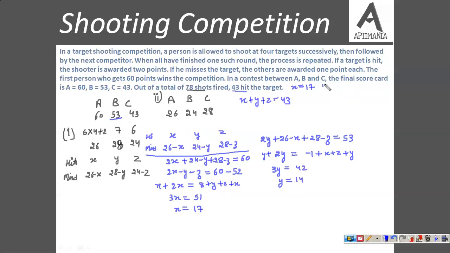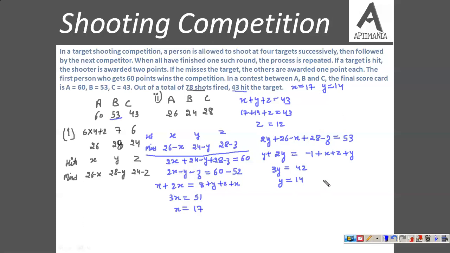Fine. So we have got the value of y as 14. Now we know that the value of x plus y plus z is 43. So 17 plus 14 plus z is equal to 43. From here we can say that the value of z is nothing but 12. So now we have got all the required values.